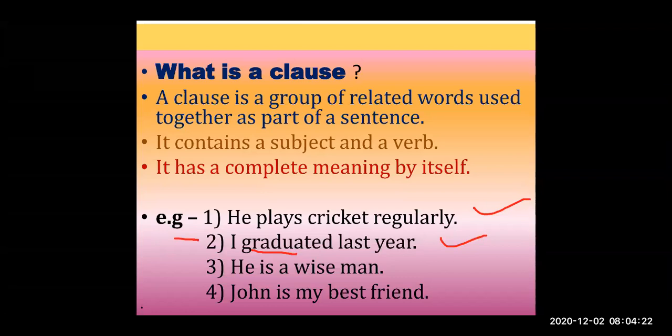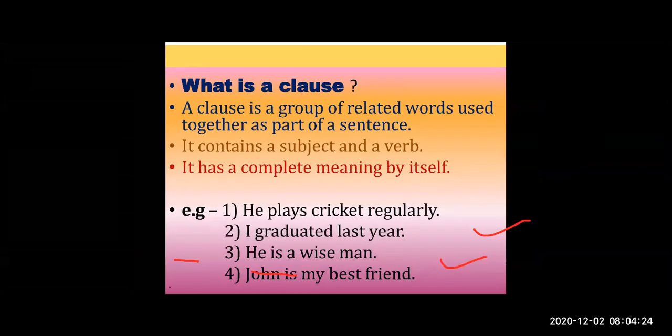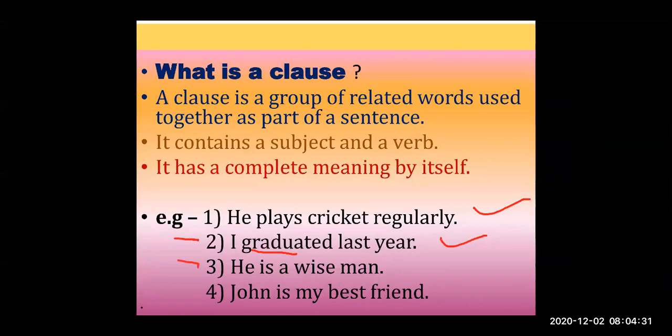Third example we are going to see. Third example is, he is a wise man. Now again see, in this sentence, he is a subject, is a verb. Again, there is a subject plus verb combination plus complete meaning, that yes, he is a wise man. So this is also an example of a clause.